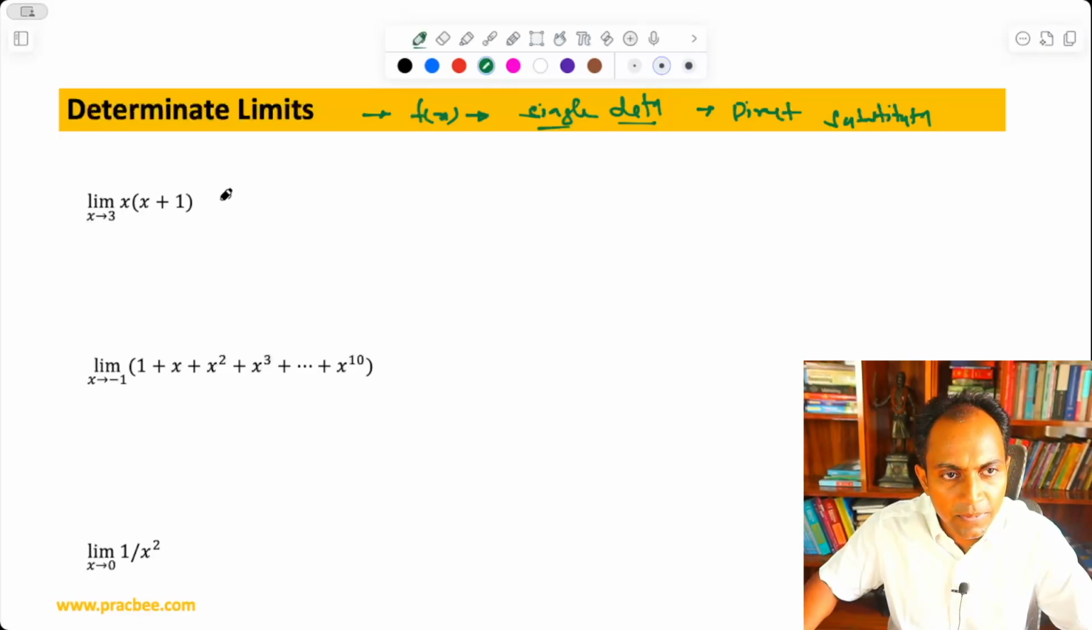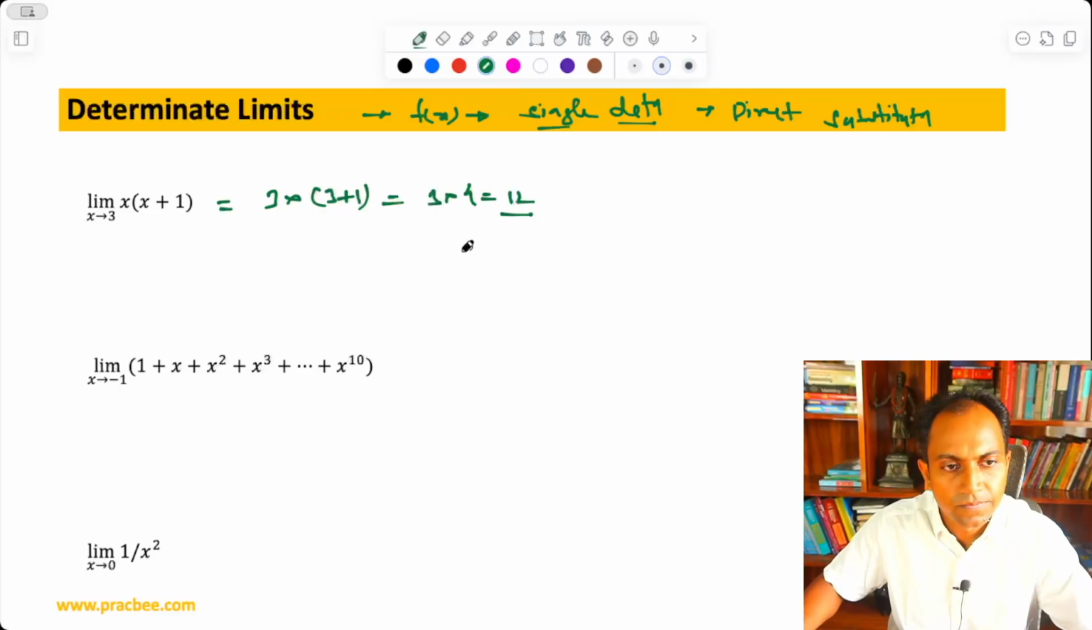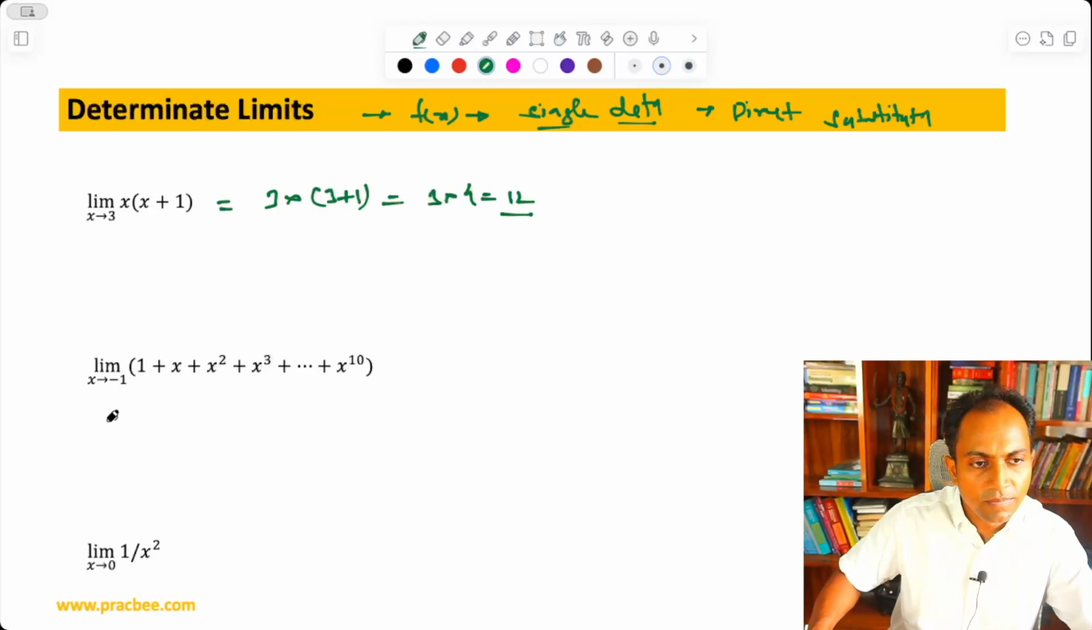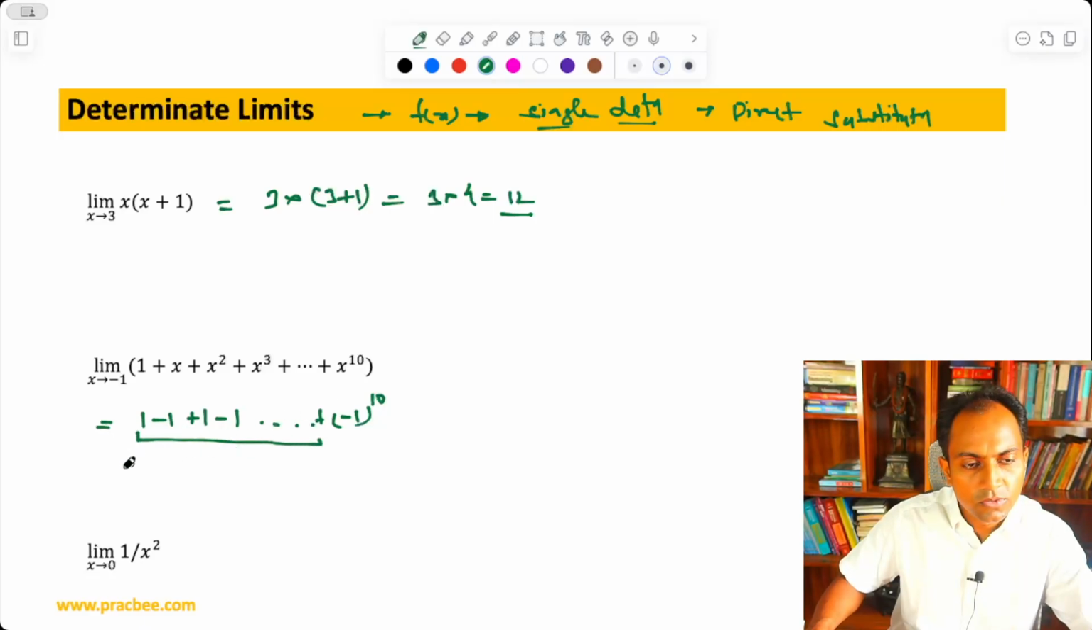So what will happen? We will directly put the value of x as 3. So the answer becomes 3 into 3 plus 1. It becomes 3 into 4. The answer becomes 12. In this case also we can do the same thing. I will put minus 1 to 1, minus 1. This will also become 1, then minus 1. Like this we can go till 10. So all of these terms will become 0 and the answer will come out to be 1. If I do it for this, it becomes infinity or not defined.